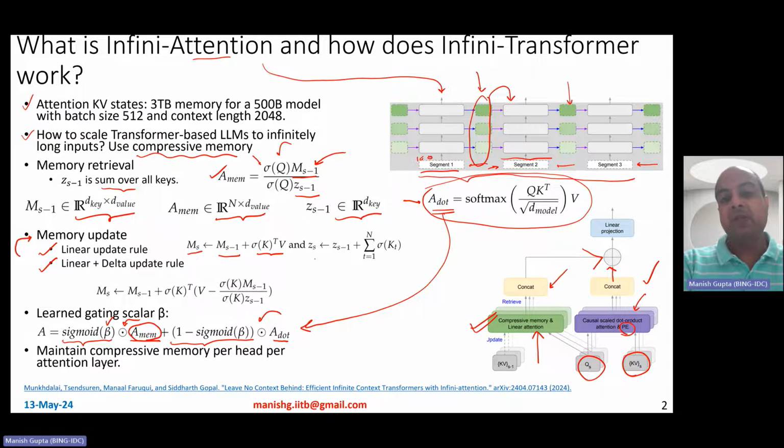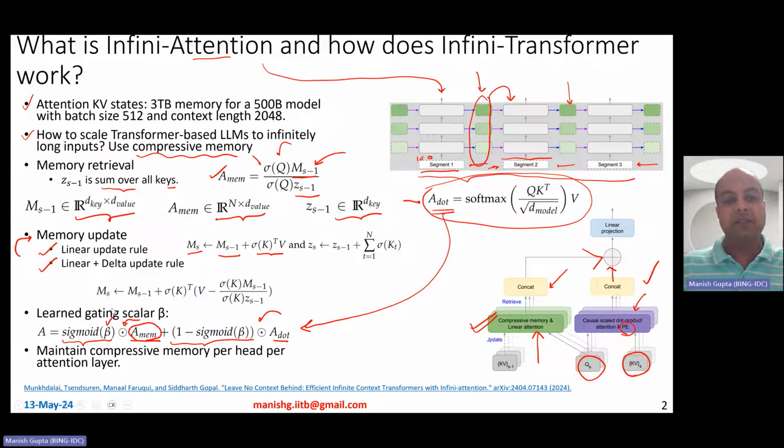Similarly, the Z S has to be updated. Z S, as I mentioned, is basically just the sum over all keys. So you take the keys for the current segment, the segment length being N, and just add them up so as to essentially get the new Z S. Okay. The linear plus delta update rule is slightly different.